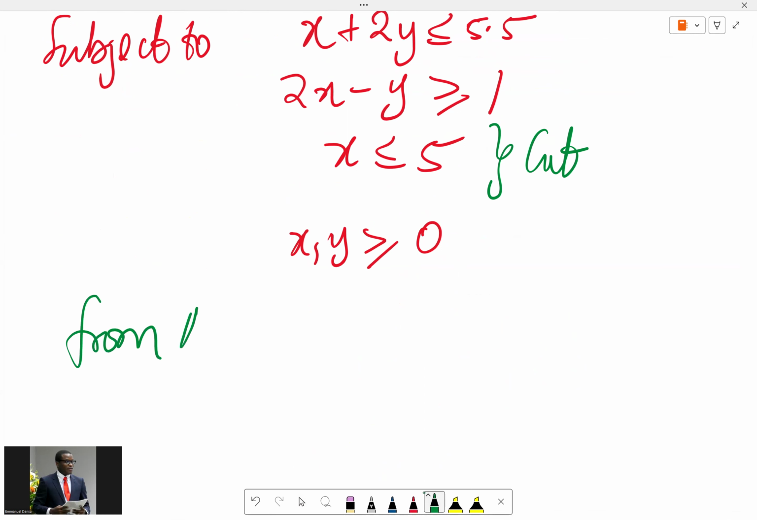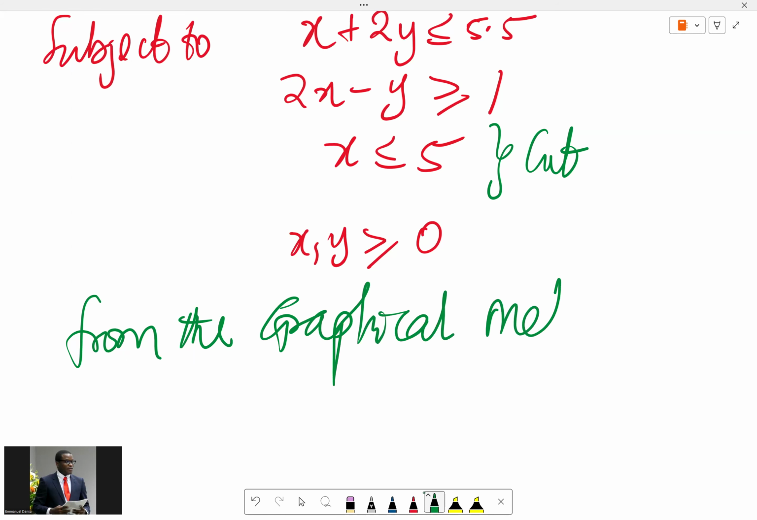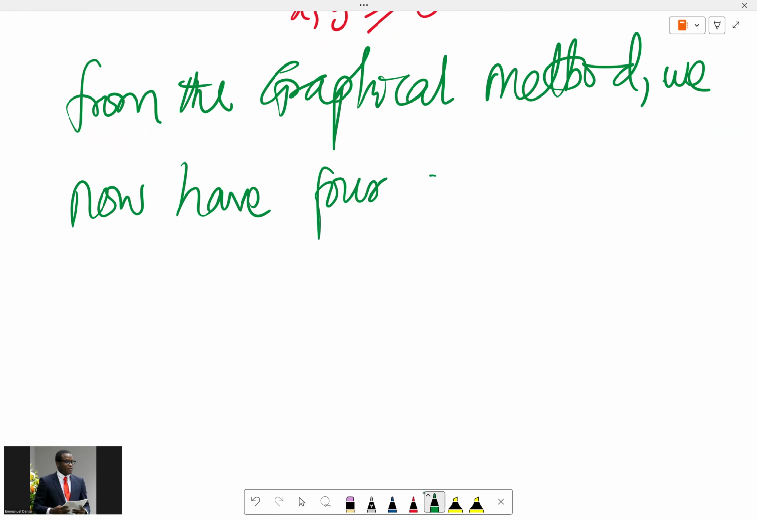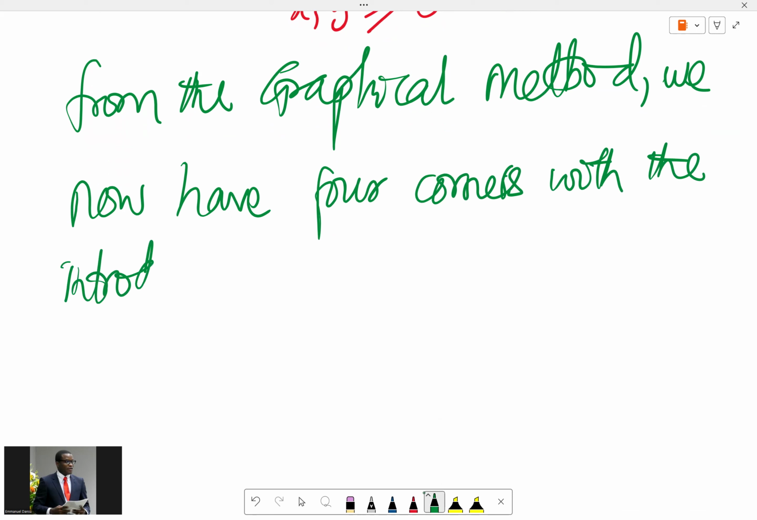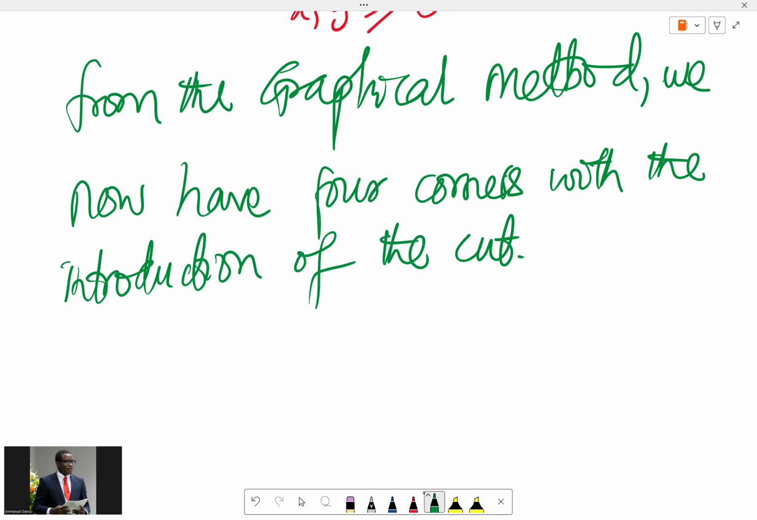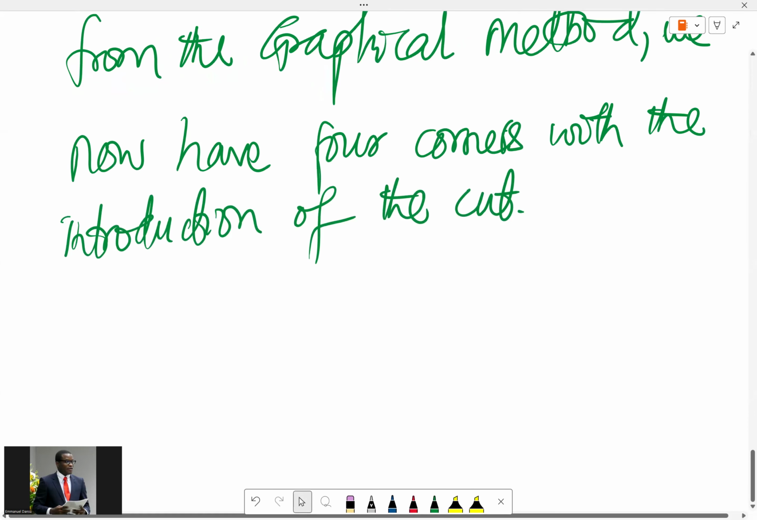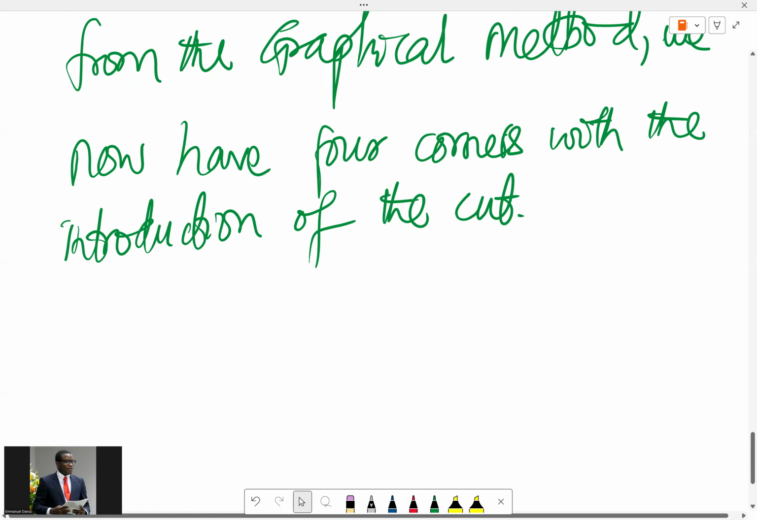From the graphical method, we now have 4 corners with the introduction of the cut. So what I'm going to do here is maybe tabulate it to make things a bit nicer.